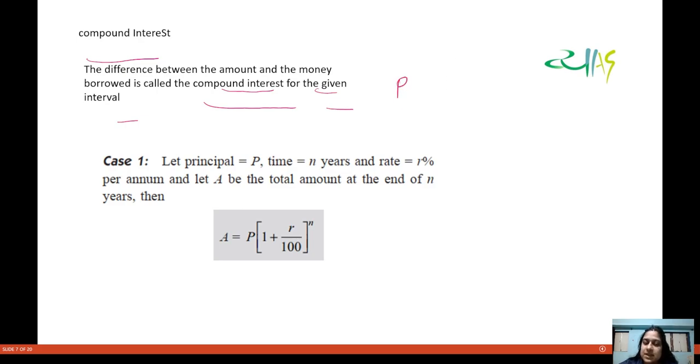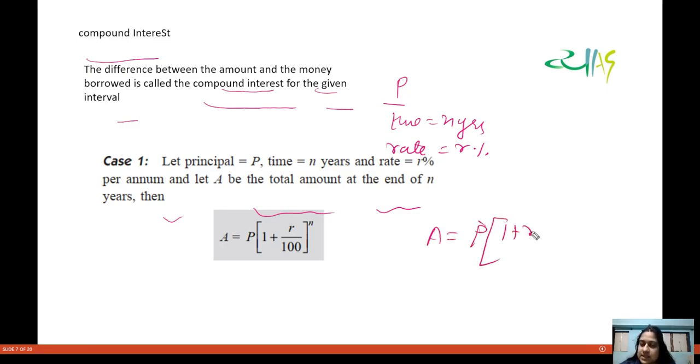So, if principal is equal to P, time is equal to n years, and rate is equal to R percent per annum, and let A be the total amount at the end of n years, then our amount is given by A = P(1 + R/100)^n. So this is the formula for compound interest.